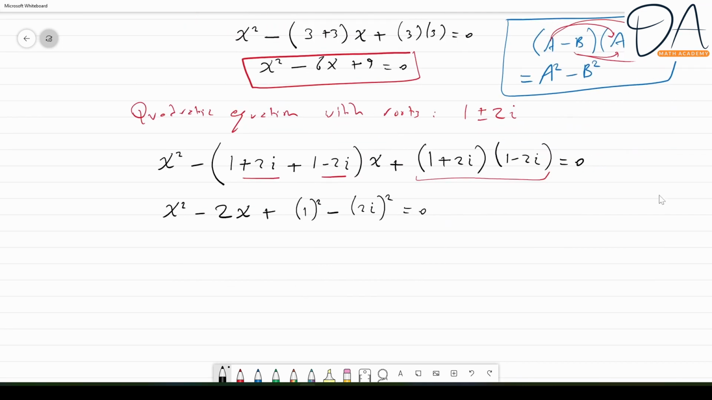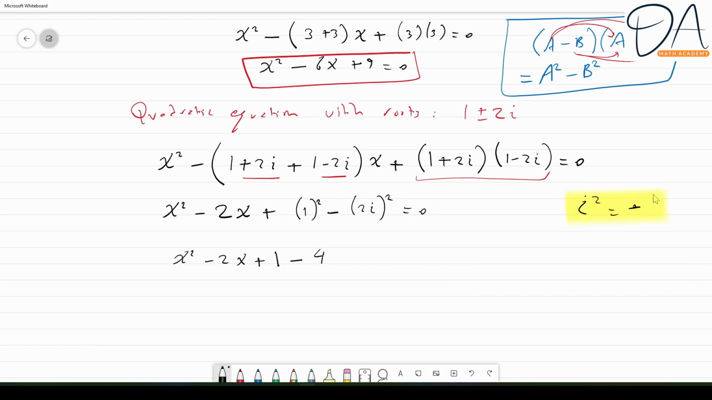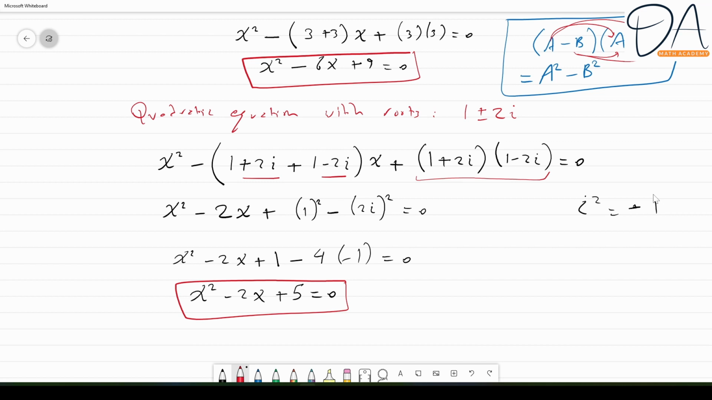And then you will have x squared minus 2x plus 1 minus, when we square the 2, you will get 4. And when you square i, i squared is actually minus 1. So you'll get minus 1 equals to 0. And then you have x squared minus 2x, here 1. And minus with minus give you plus. So you will get 1 plus 4, that is 5 equals to 0. And this will be the quadratic equation whose roots are equal to 1 plus minus 2i.